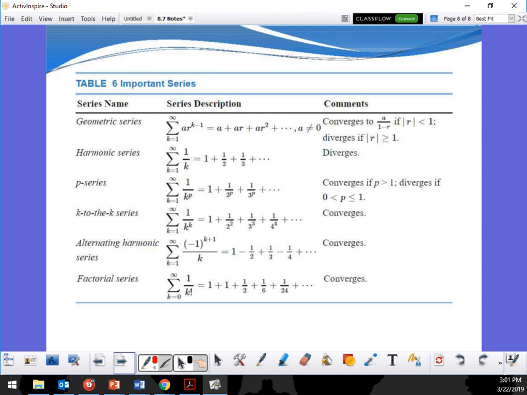Let's see, k to the k series. So we did some of these problems right here where this is actually going up pretty fast. That one's going to converge. Alternating harmonic series. So we have that alternating part right there. That one's going to converge. And factorial series. We did the factorials the other day. And if you notice right here, it goes 1, then it goes 1 again, doesn't it?